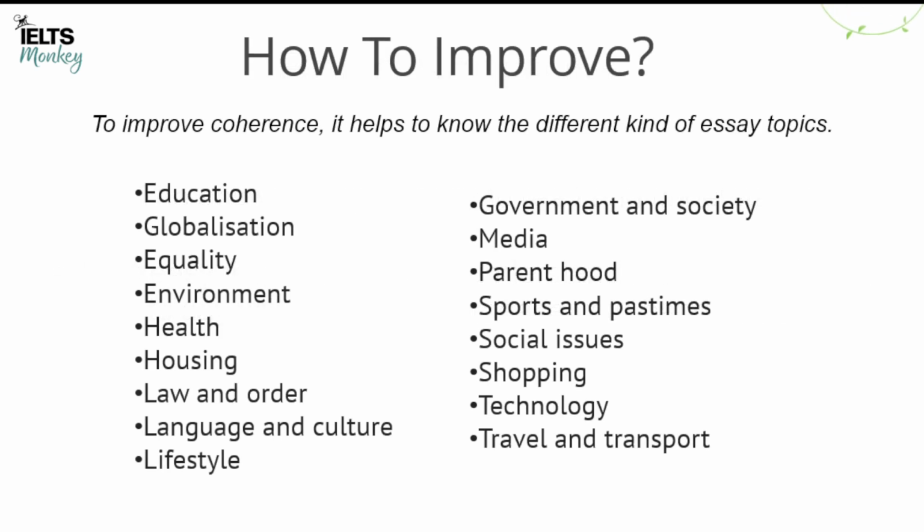So, how to improve. First of all, just understand what types of topics you might get in writing task 2. You can start reading or thinking about your life, your country, your experience, your society in terms of these various topics here. Remember, if you have some experience of education in your country, you can answer any question about education.